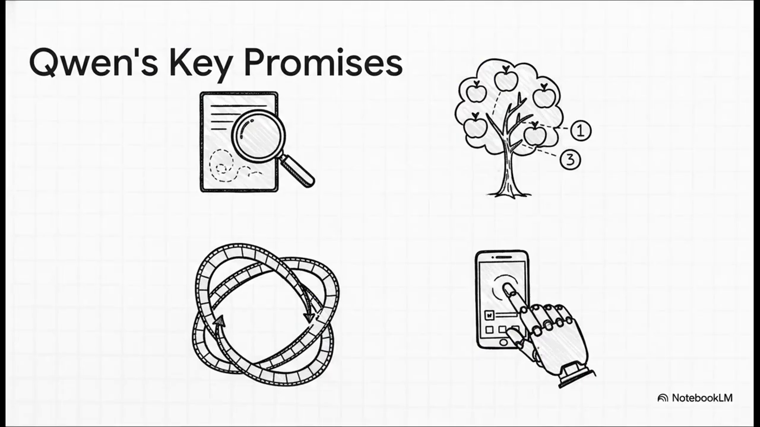So what can it actually do? What's it promising? Well, for starters, it's meant to be a master at pulling info out of complex documents, at precisely finding and counting objects in a picture, and, get this, even understanding videos that are hours long. But then there's the big one. It's designed to act as an agent that can actually operate your computer and phone for you.